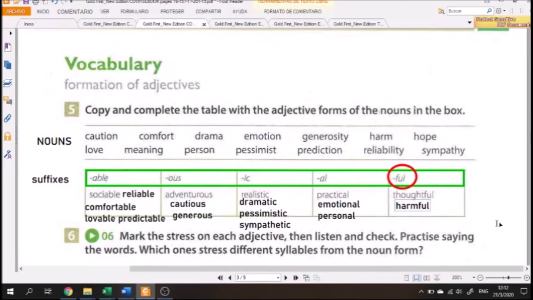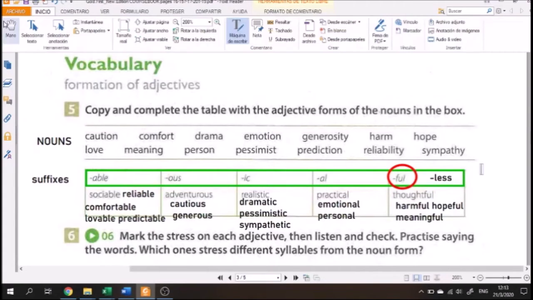Harmful, hopeful, and meaningful. Of course, we know that when we have the suffix full, we can also have the opposite, which is what? The opposite of full. Yes, less. Very good. Good job.